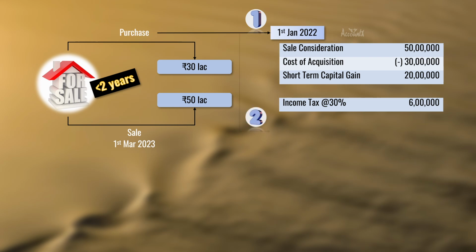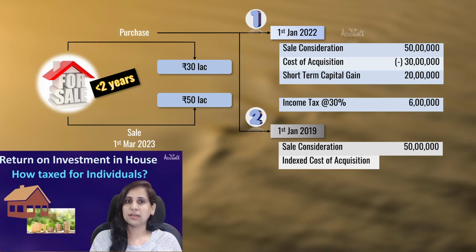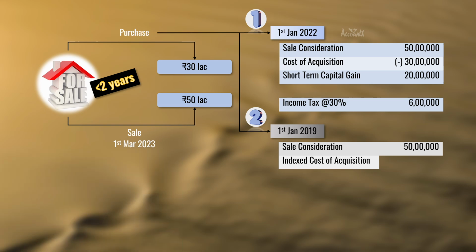Now the second scenario, let's say you have purchased this house on 1st Jan 2019. Sale consideration here is going to remain the same, 50 lakh. But here there is something called the indexed cost of acquisition. This is basically the cost of purchase adjusted for inflation. If you would like to know how to compute this indexed cost of acquisition, you may consider watching my earlier video. So here the indexed cost of acquisition is 35 lakh 46,430.